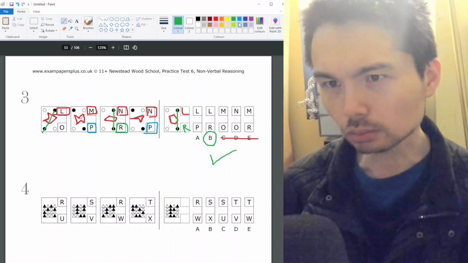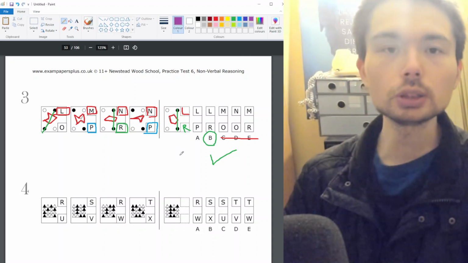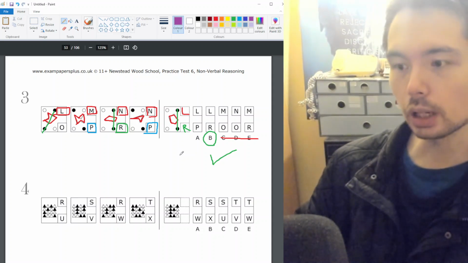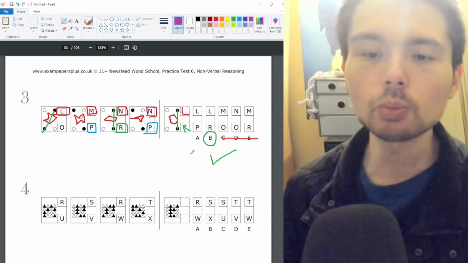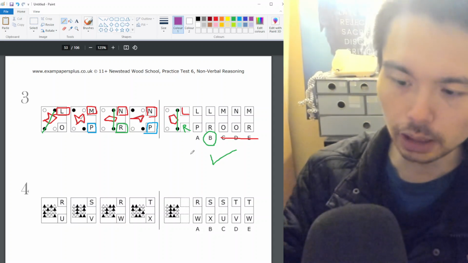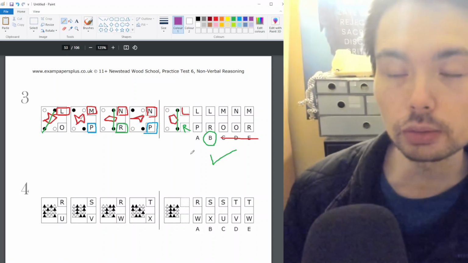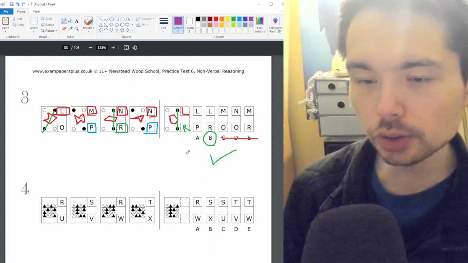Tick. Question 4. If you see this kind of question on the real day, it's totally fine to skip it. I've done a few of these because I had some extra practice in doing a rip-on paper. If you are one of my students, I might have sent your parents a copy of this. It's just a harder version of the Newstead paper because it's just more questions. It's at a different grammar school.